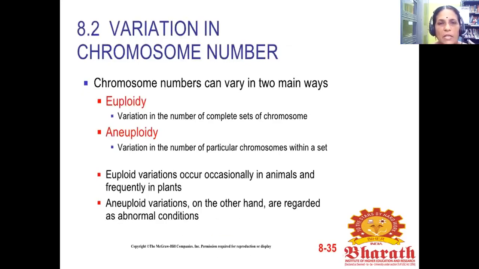Then next is variation in chromosome number. Chromosome number can vary in two main ways: euploidy and aneuploidy. Euploidy is variation in the number of complete sets of chromosomes. Aneuploidy is a variation in the number of a particular chromosome within a set. Euploid variation occurs occasionally in animals and frequently in plants, but aneuploid variations, on the other hand, are regarded as abnormal conditions.